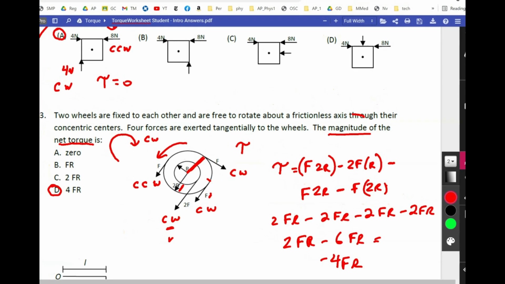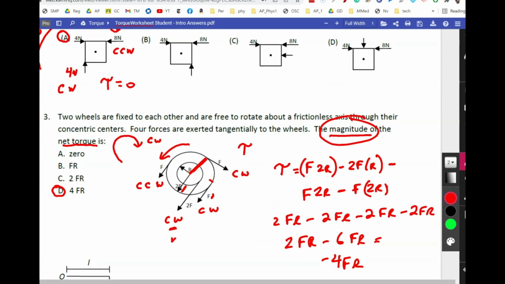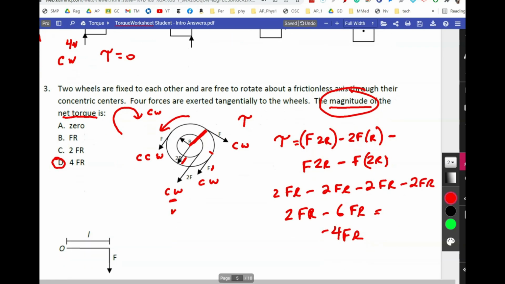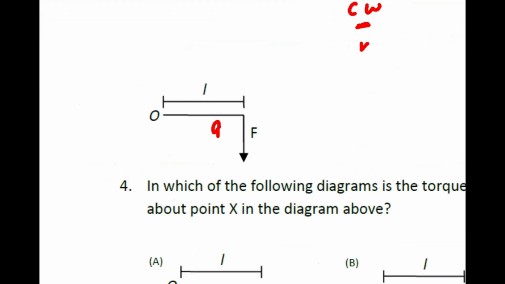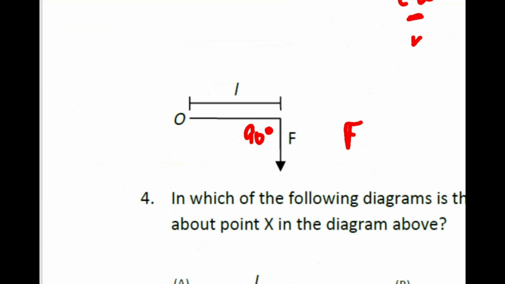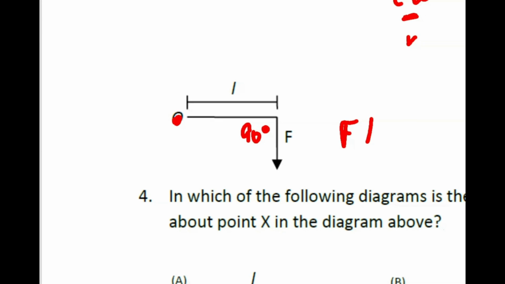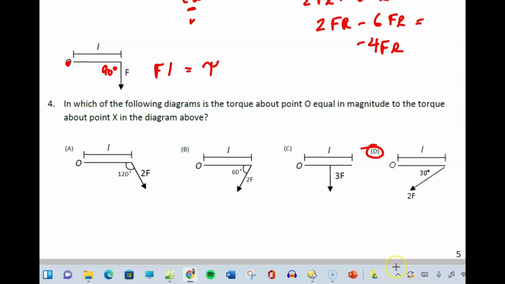Why is there no negative choice? Because the question asks for magnitude, that just means size. You don't need the direction of the torque. I think we'll make this one the last one. You've got a torque here at 90 degrees, so we don't need the trig. What is the torque? Here's the pivot, and the length is L, so that's the torque. Which one of these choices actually are equal in magnitude to that torque?